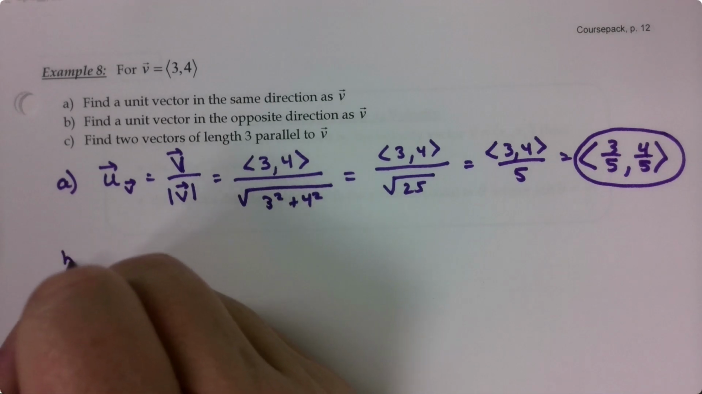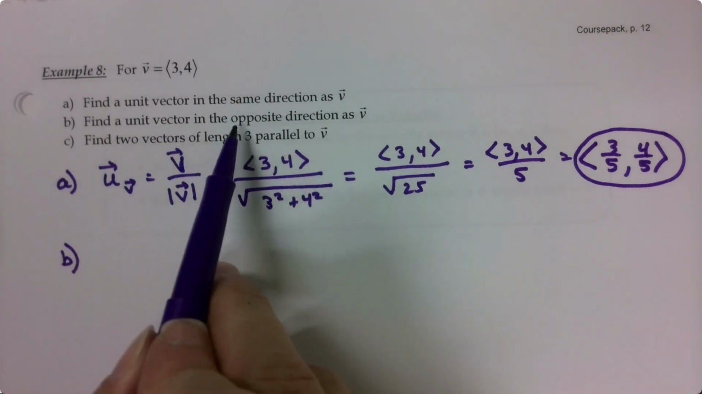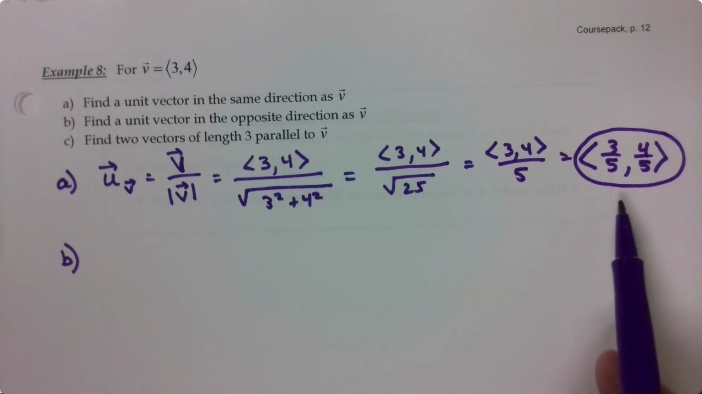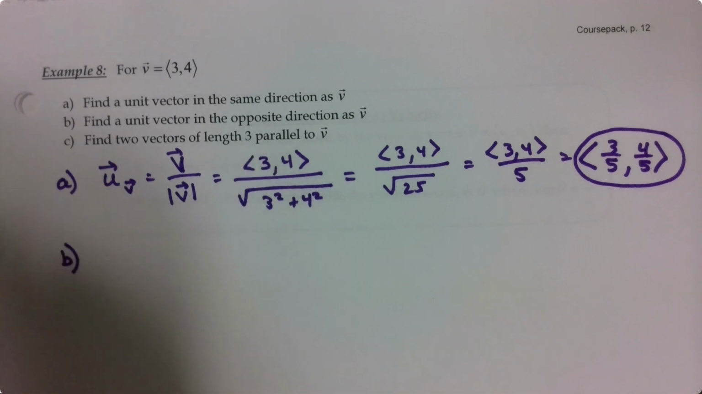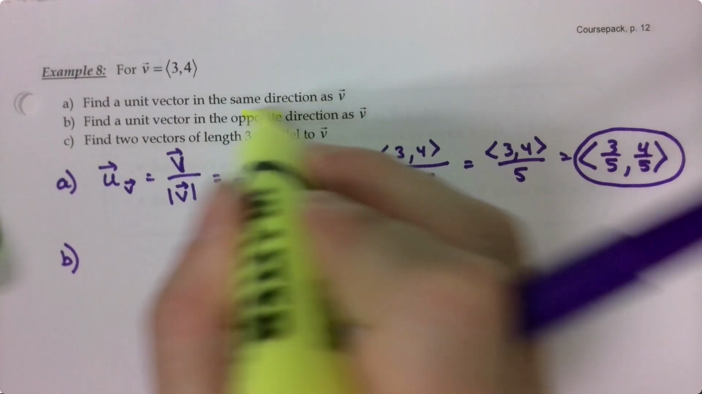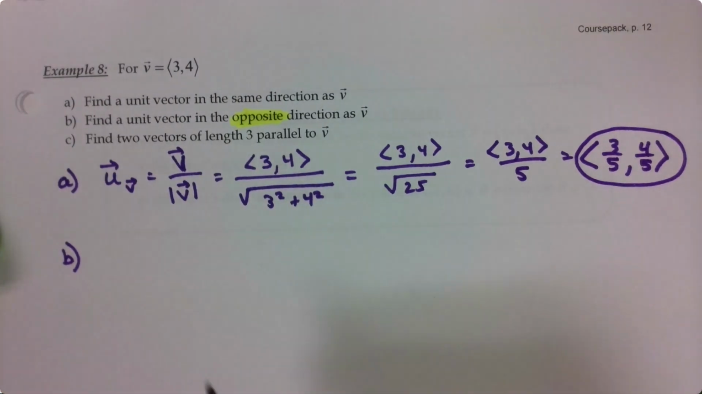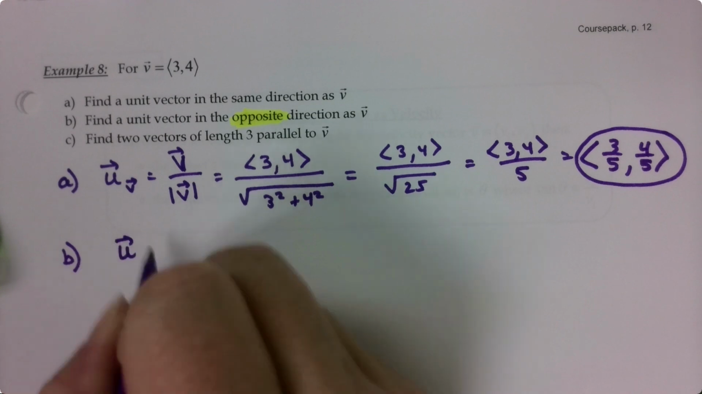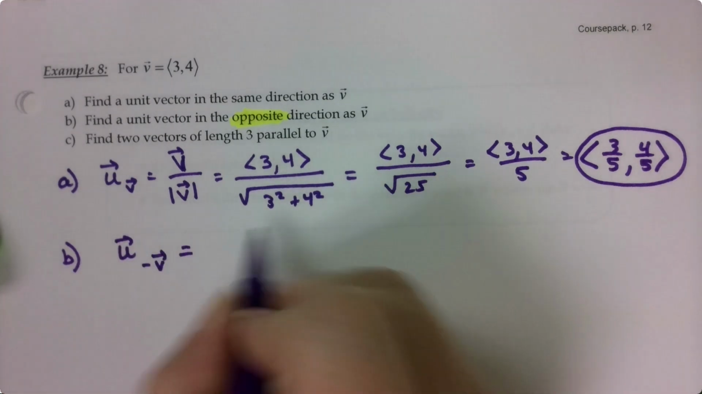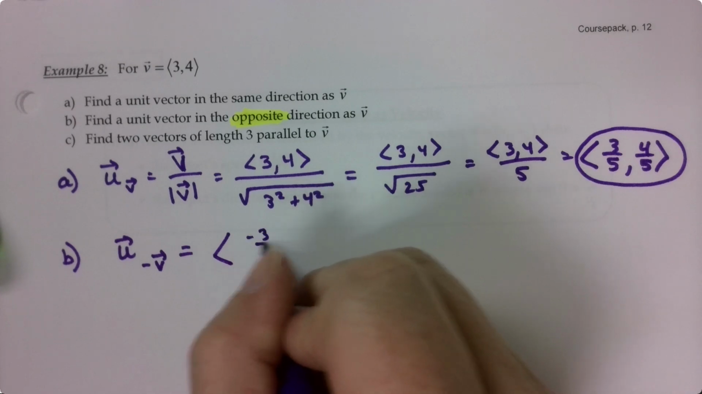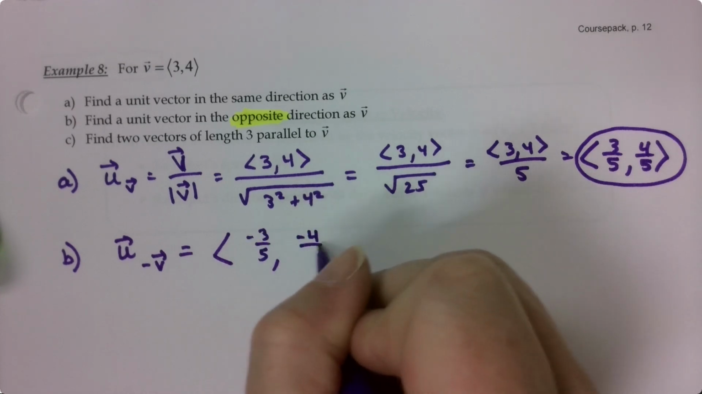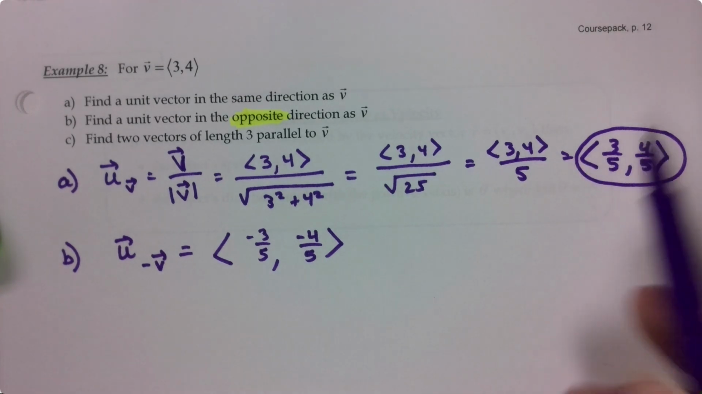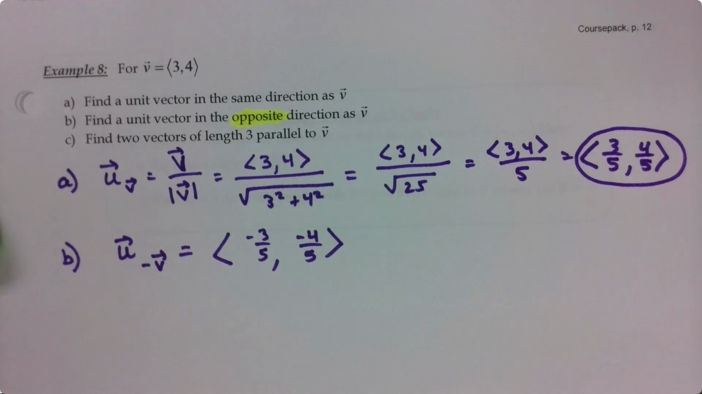All right, what about part B? We want to find a unit vector in the opposite direction as v. Well, we already have this unit vector that's in the same direction. And remember, to get the opposite direction, you just need to go the other way. So the unit vector in the negative v direction would be (-3/5, -4/5). Instead of going positive, positive to quadrant 1, it would go negative, negative to quadrant 3.